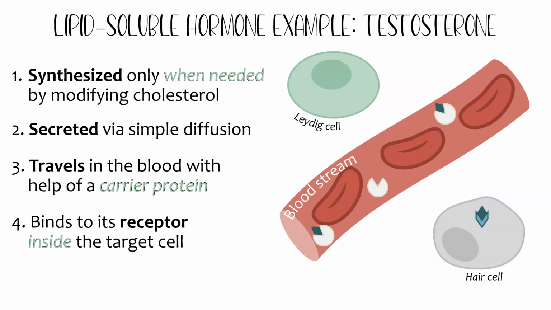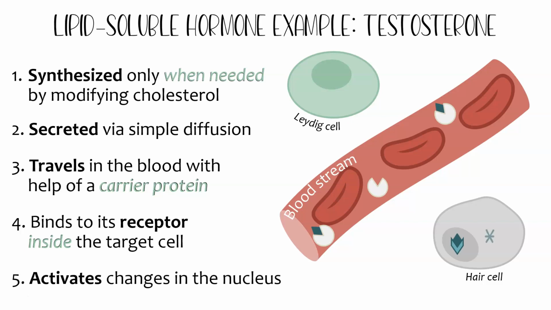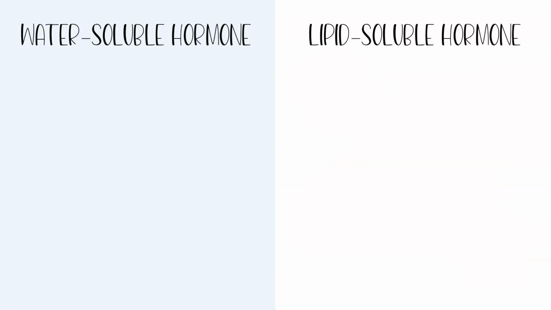This hormone receptor complex can then enter the nucleus of the target cell, where it activates changes in the nucleus. It interacts with the DNA to turn certain genes on or off. To summarize the different physiology of water and lipid-soluble hormones, endocrine cells can make water-soluble hormones in advance and then store them until they're needed.